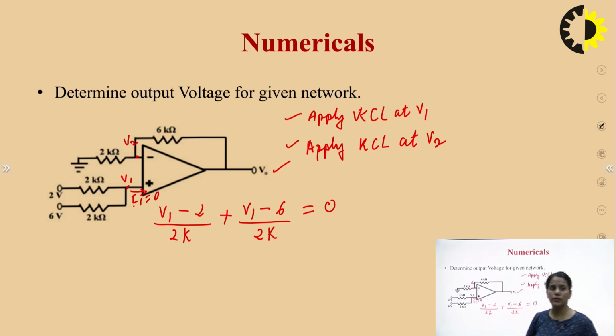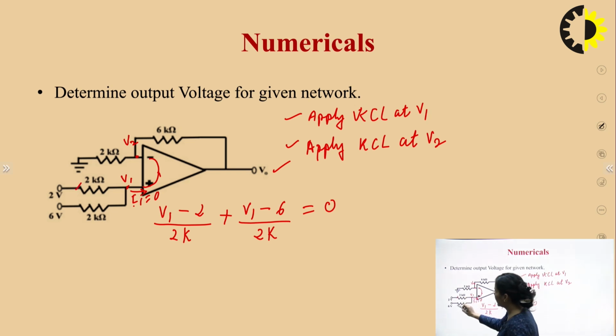Why is it considered 0? Due to the high input impedance. So, the current flowing into the input terminal is always considered 0. So, we are left with only two branches, that is branch 1 and branch 2.